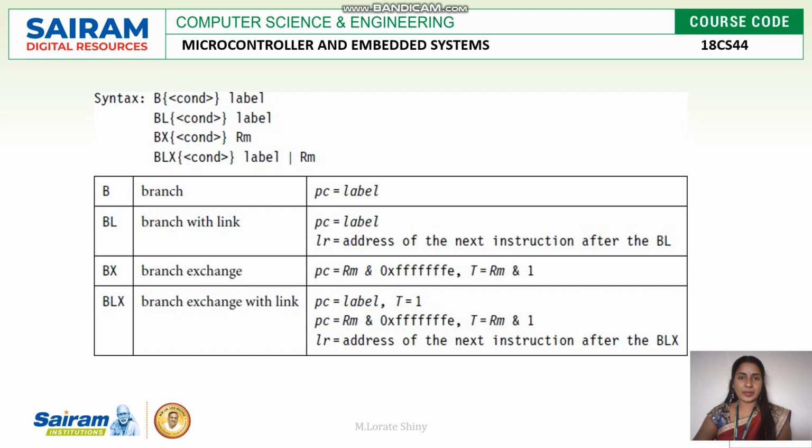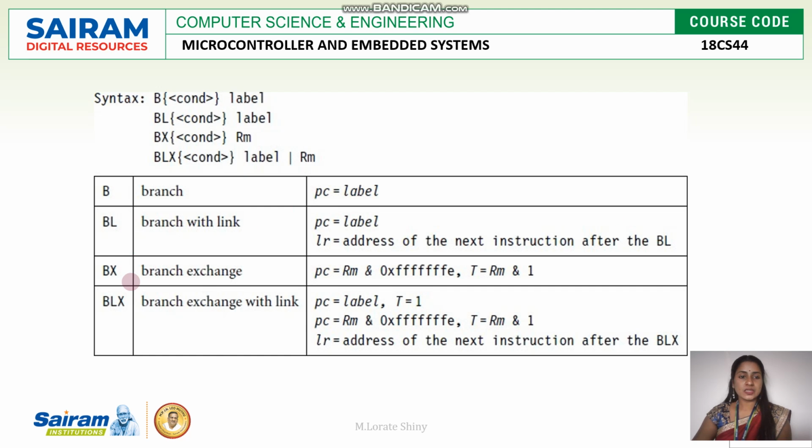Why do we need this link register? Once the subroutine is completed, the program will come back to the main program and continue the execution. For that, it should know the location where it left. So the address of the next instruction after the branch instruction will be saved in the link register. Once the subroutine gets over, the PC will get the link register address, so that the processor can come back to the main program and continue the execution.